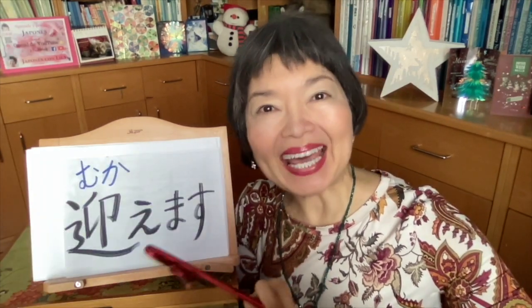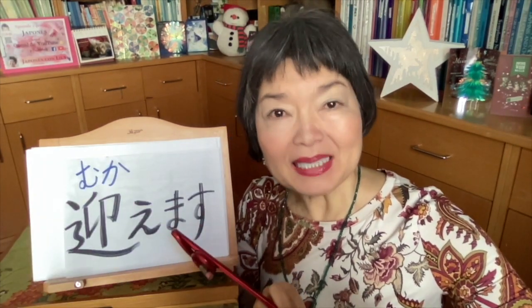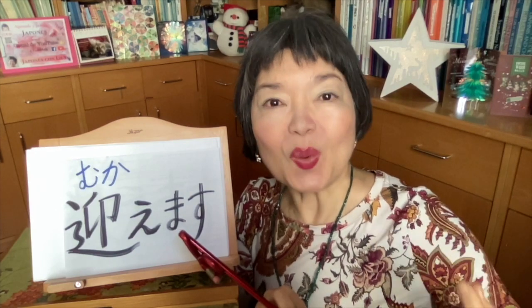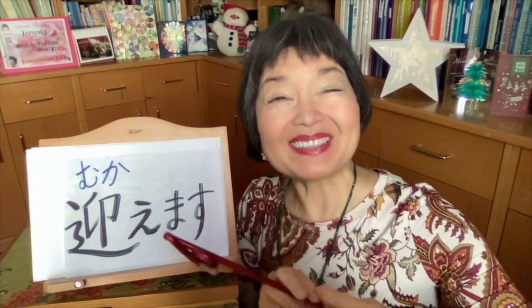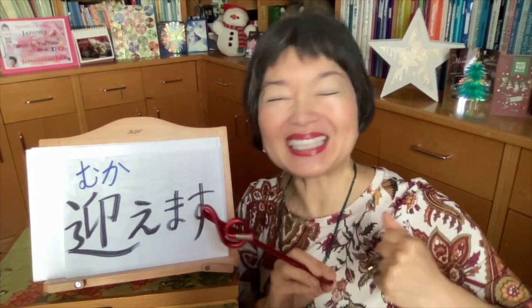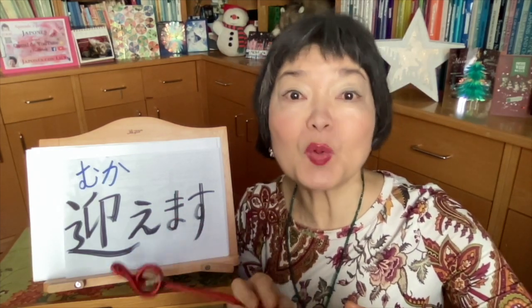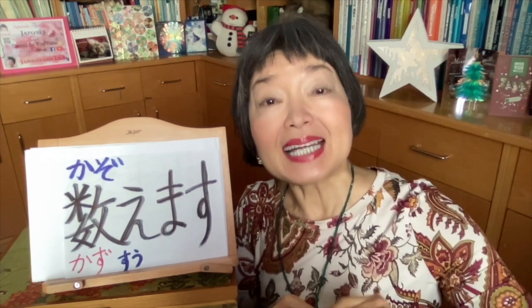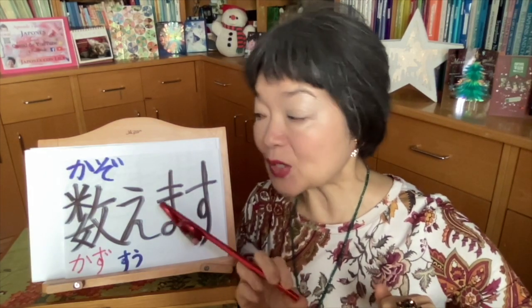助けて、迎えます. This means to welcome someone or to pick someone up. 迎えます, to welcome. So the te form, 迎えて. 数えます, also the second group. It means to count. 1, 2, 3, 4, 5, 6, 7, 8, 9, 10, 数えます. And the te form, 数えて.